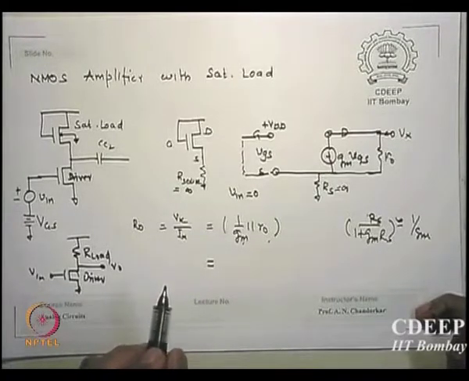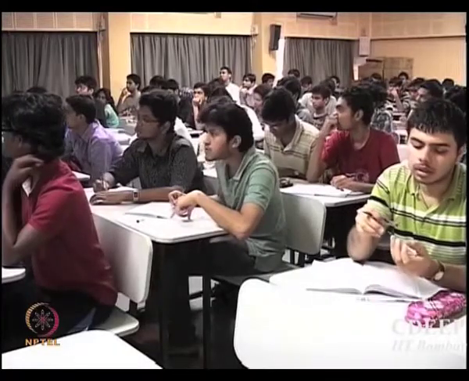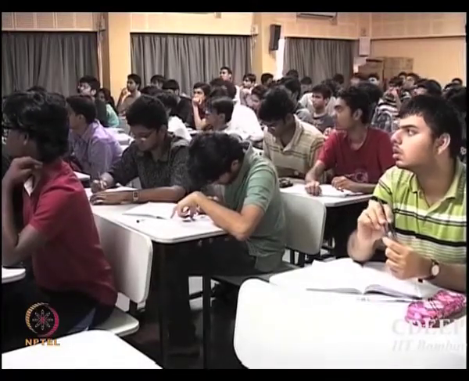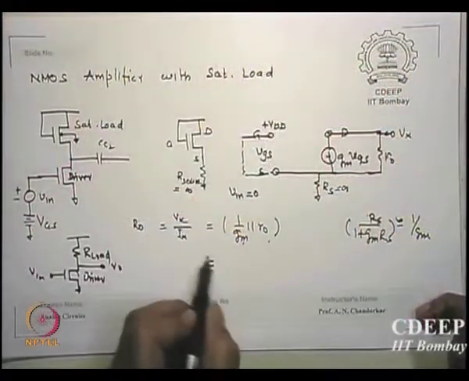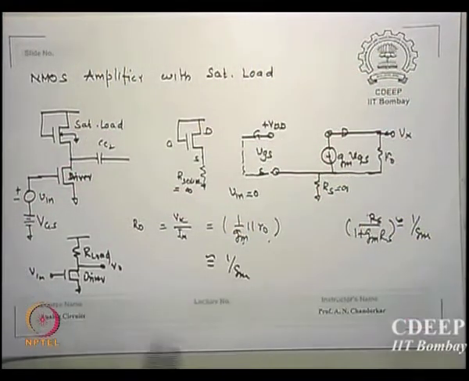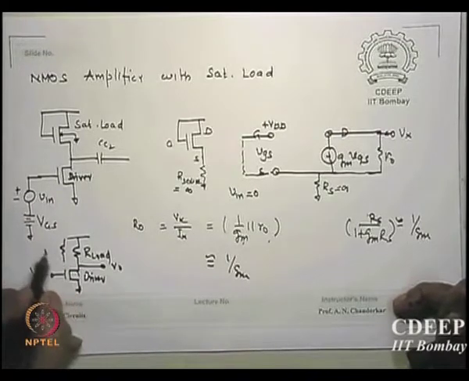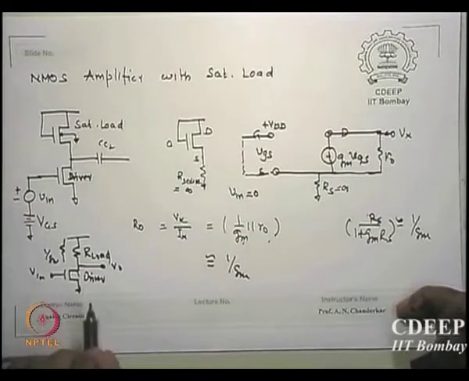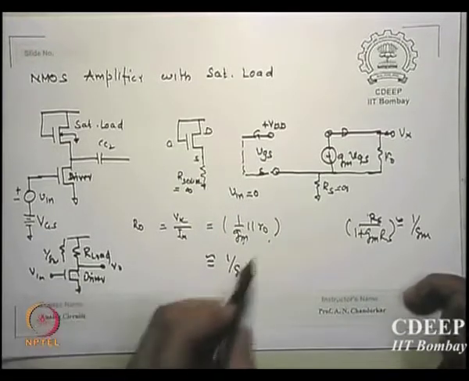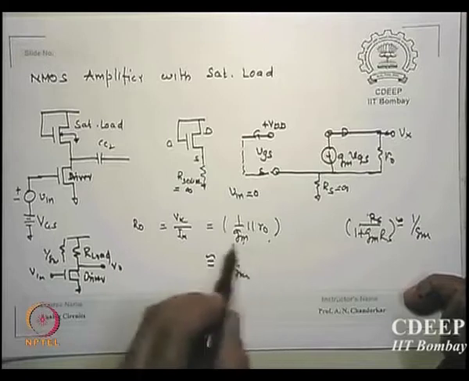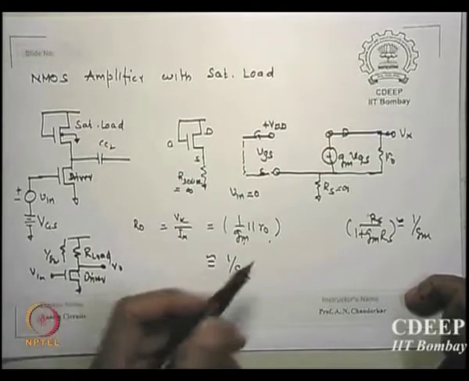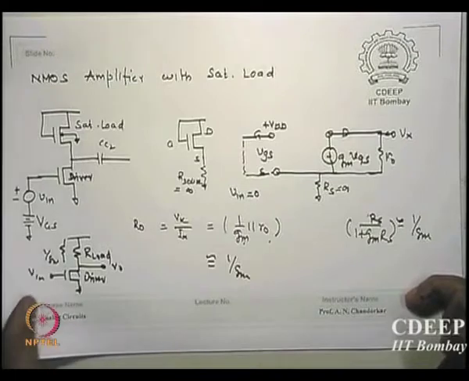Tell me, I just said, 1 upon Gm how much will it be? 10k to 100k. How much will be R0? Mega ohms. So typically this will be always equal to 1 upon Gm. Is that correct? So what can we replace this with as an equivalent? 1 upon Gm. Is that correct? A saturated transistor load is equivalent of 1 upon Gm. Of course, if R0 is not very high, then parallel whatever it comes. Okay, but if R0 is very high, then you can say it is almost 1 upon Gm.